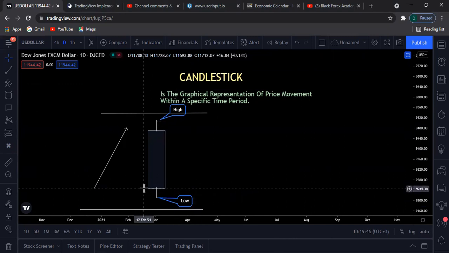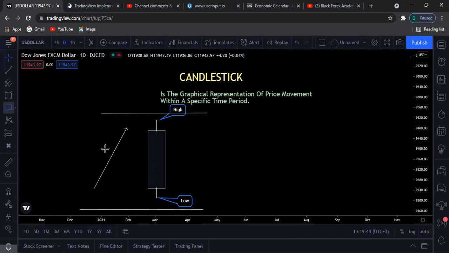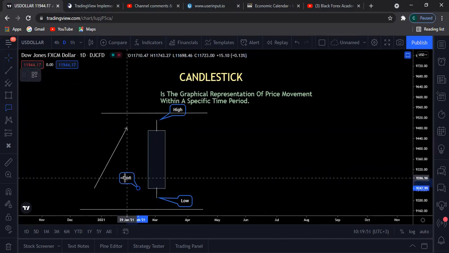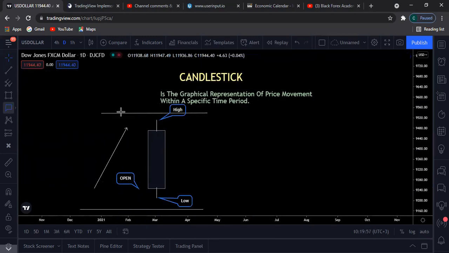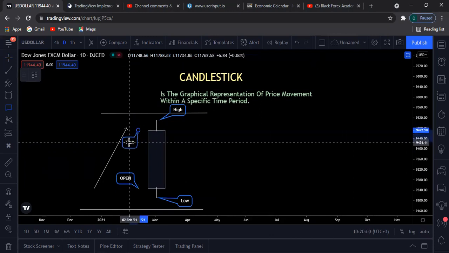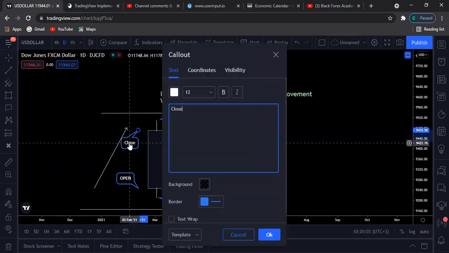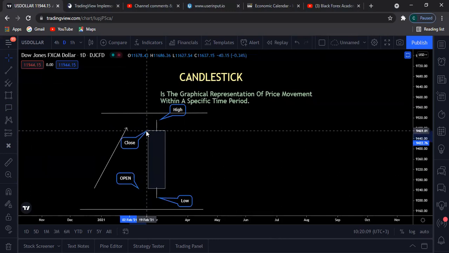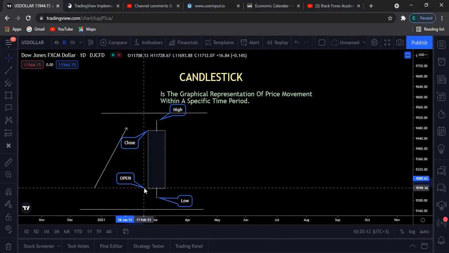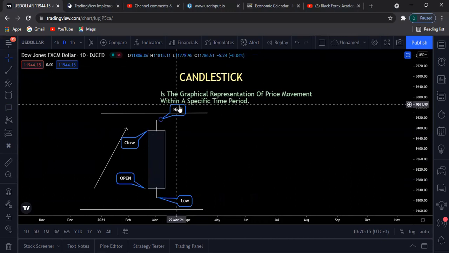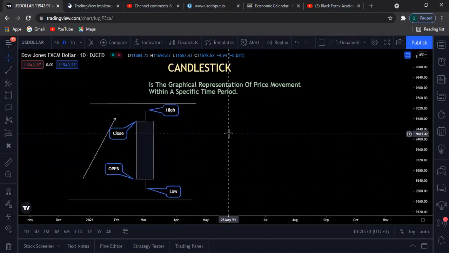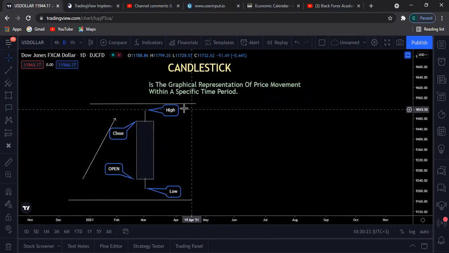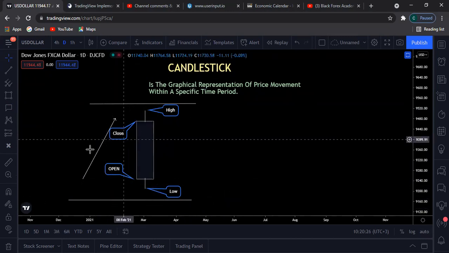That means this was the open down here, where the prices started their movement. This will be the open. And then where the prices close, that will be the close, or where the candlestick will end its move. That will be its close, right here. So these 4 things, while you're reading a candlestick, are what make up a candlestick: the high, the low, the open, and the close.